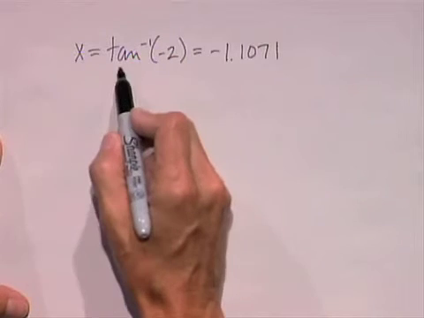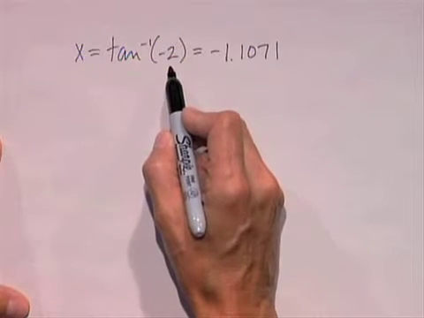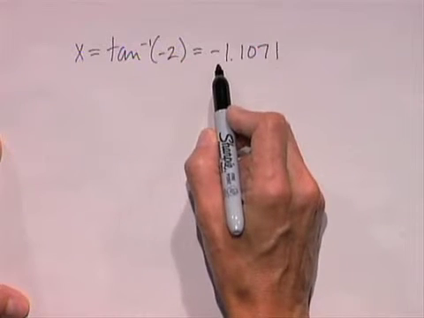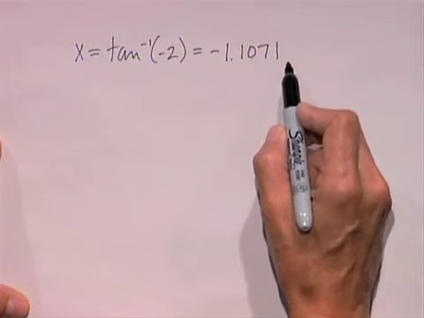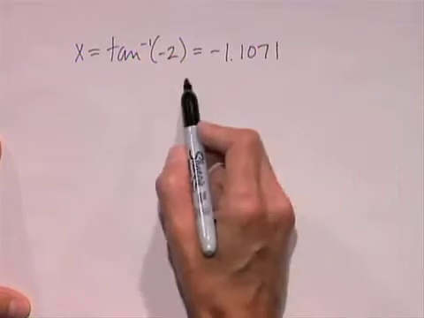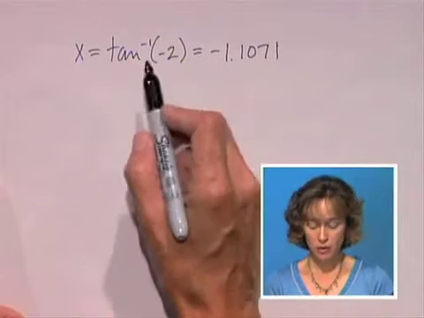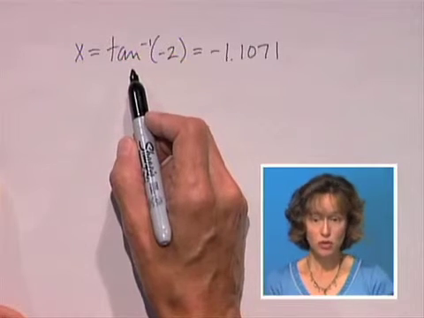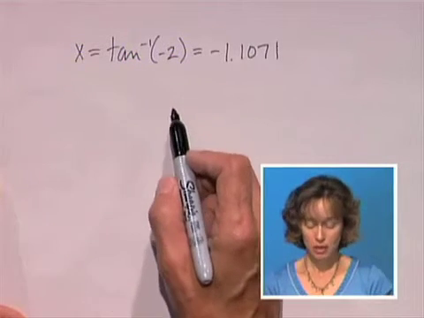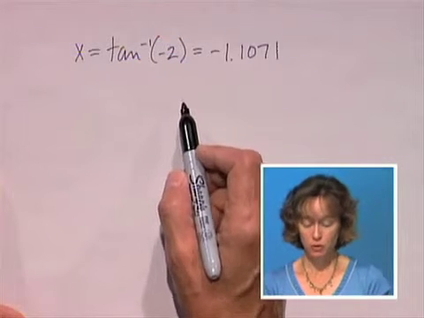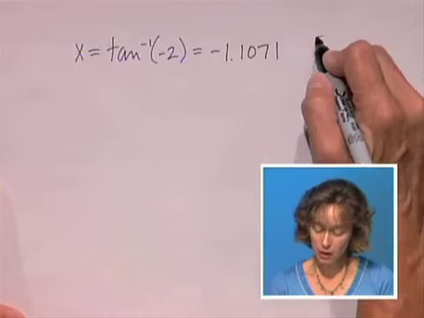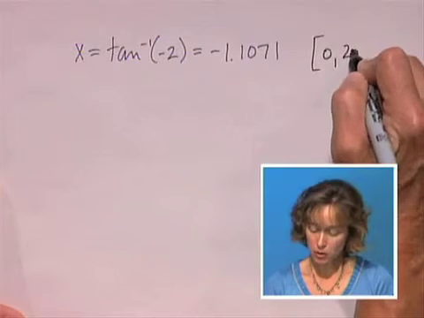To solve for x, I took the inverse tangent of negative 2, and with the help of a calculator, not in my head, I end up with negative 1.1071 and some more decimal places. Now the reason that this is negative is because of the range of the inverse tangent function. The inverse tangent function's range is from negative pi over 2 to pi over 2. This is the result I come up with, but that's not in the interval 0 to 2 pi.